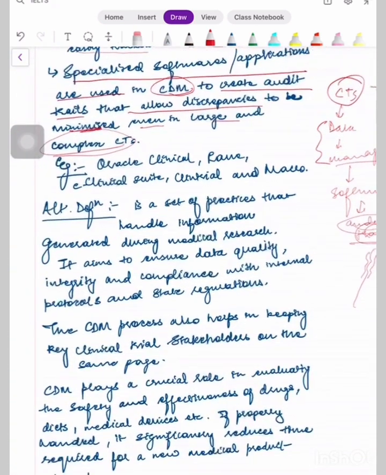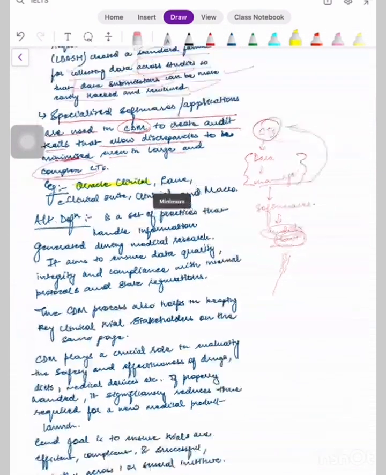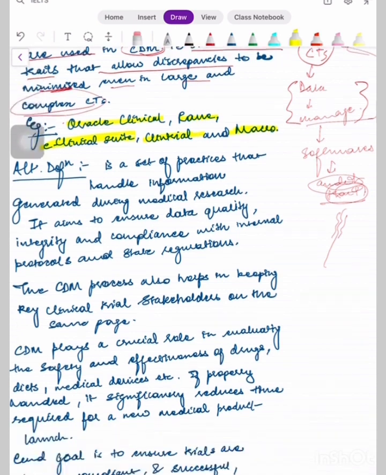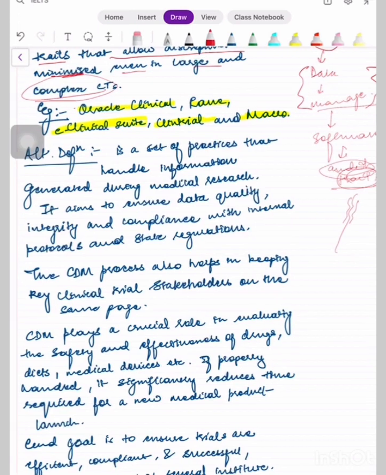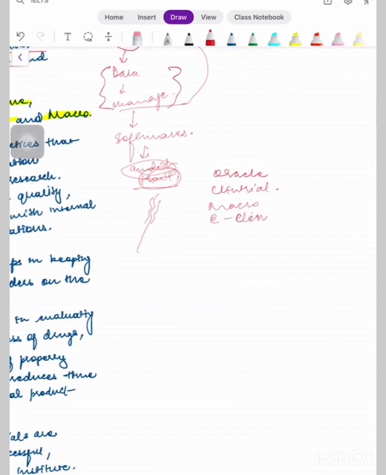Taking examples, the first one is Oracle Clinical, second is Rave, third is eClinical Suite, then ClinTrial and Macro. So how many? Oracle, ClinTrial, Macro, eClinical Suite, and Rave. Out of which Oracle is very famous, then ClinTrial and Macro.